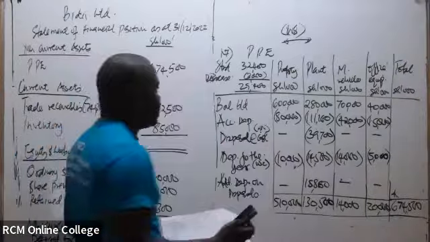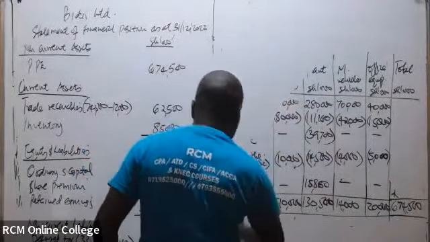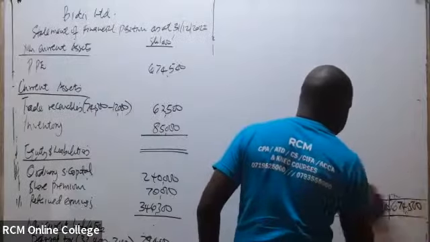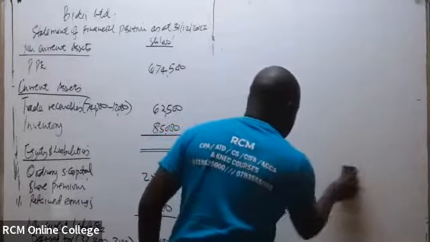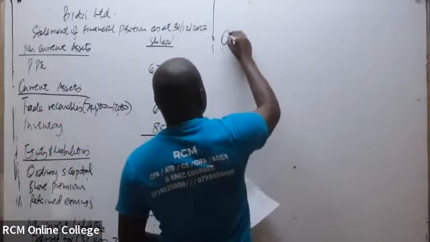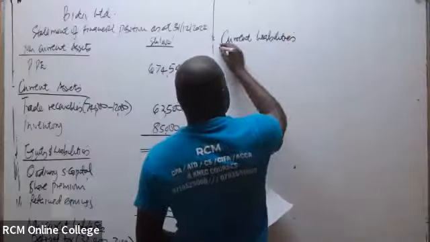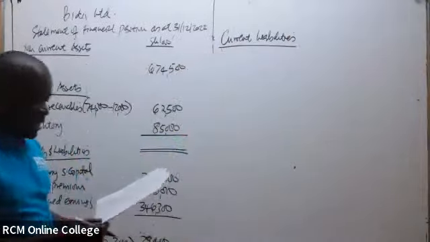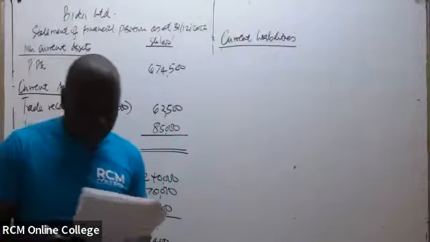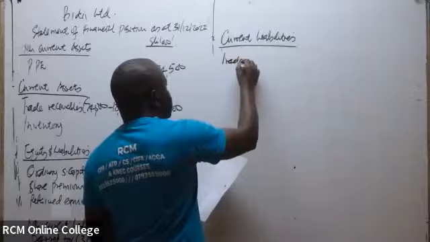So it means in this case, straight away, we can go to the current liabilities. Let's go to the current liabilities. For the current liabilities, it's very easy. You just need to go to the trial balance, and on the credit side, try to identify some of the current liabilities you have. Automatically, we see trade payables.